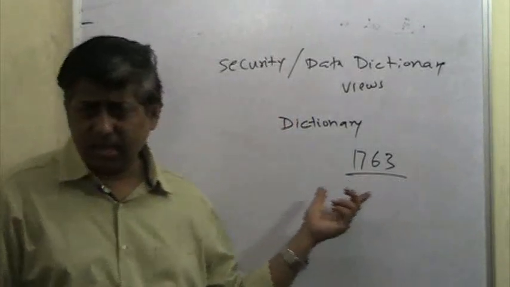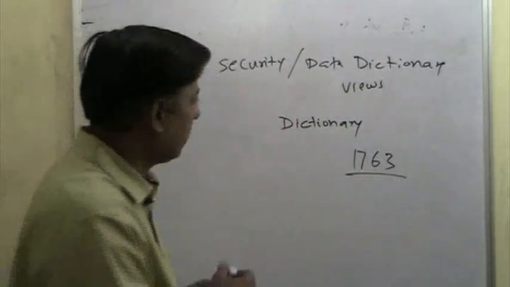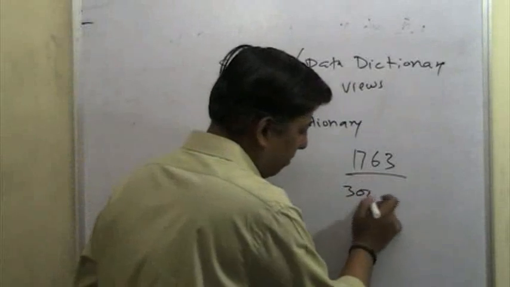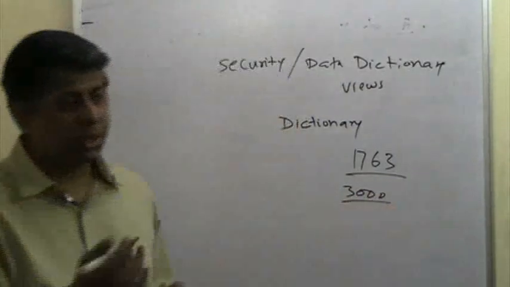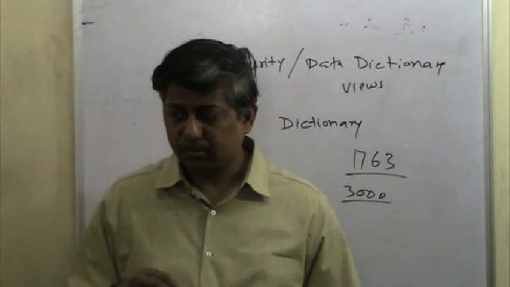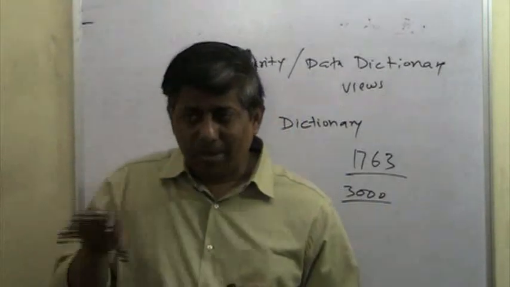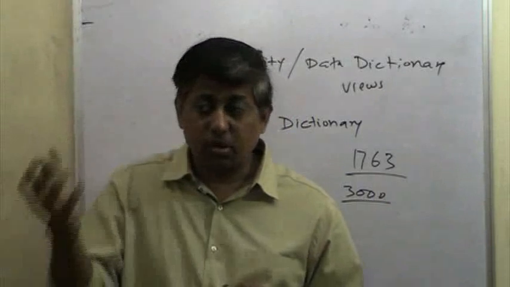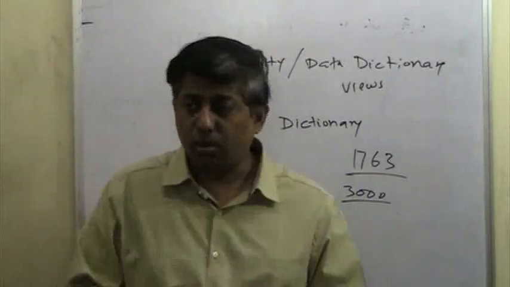I believe they are not 1700. Last time I checked, they were close to like 3000. But that number is changing as you change the version of Oracle. As you are logged in, they are showing 1763. Maybe you have access to only 1700 views. Once you log in as a DBA, you will probably have access to a lot more.